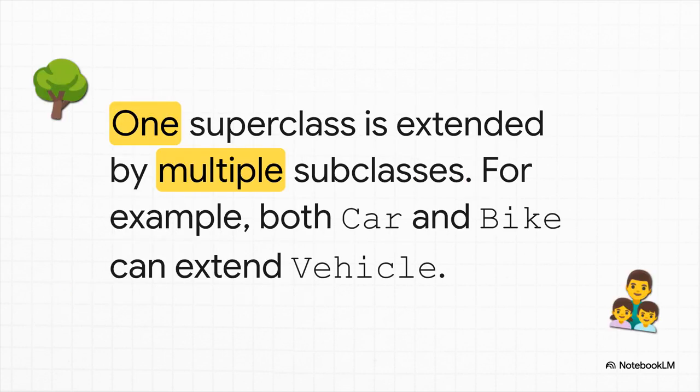And finally, there's hierarchical inheritance. This is where one parent blueprint is the foundation for a bunch of different child classes. So that same Vehicle blueprint we have can be used to create both a Car and a Bike. They're like siblings, totally distinct children, but they share the exact same parent.